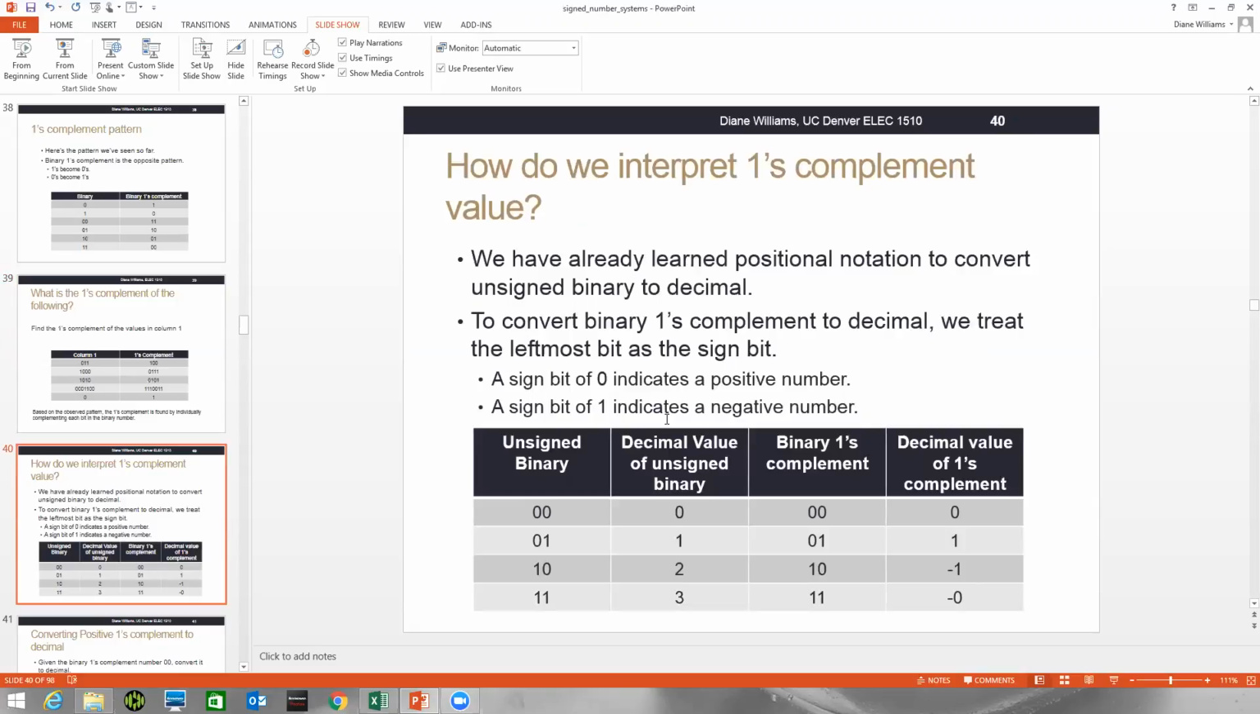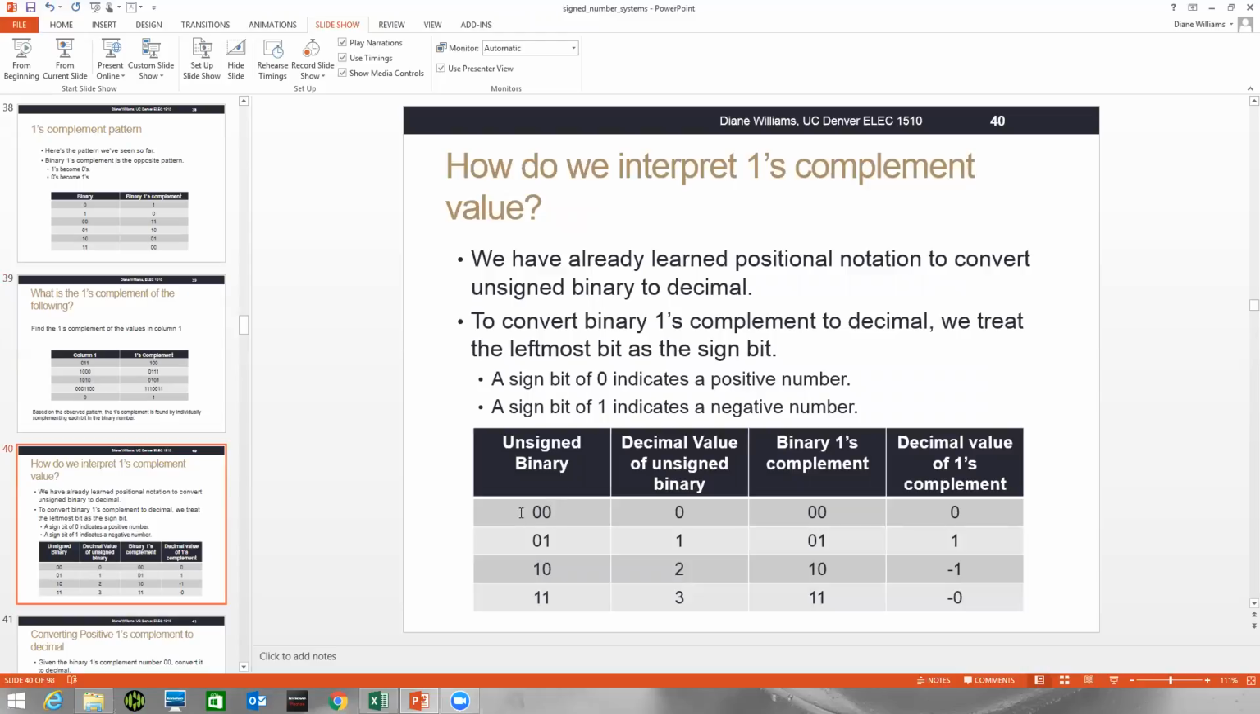We know about positional notation. We have to know how a number was formed, so we have to be told, when we're given a number, that it is a signed number and it's in ones complement form. So remember, once again, we're going to treat the leftmost bit as the sign bit. If we're given a number here, let's look at this chart.